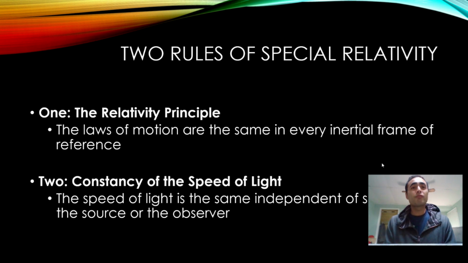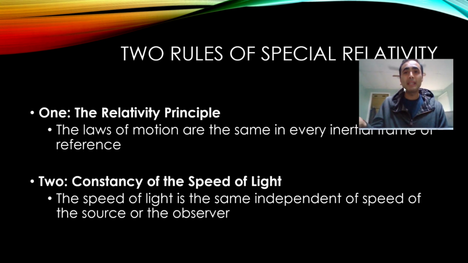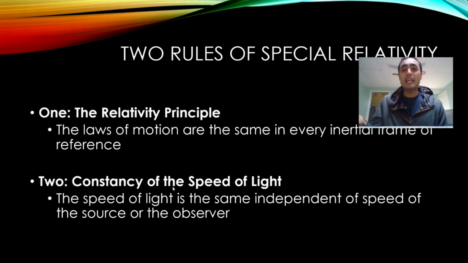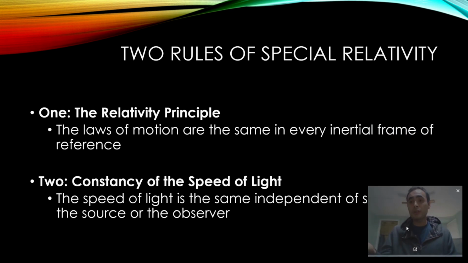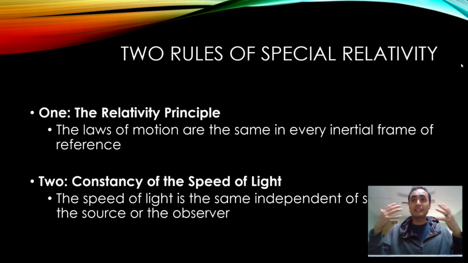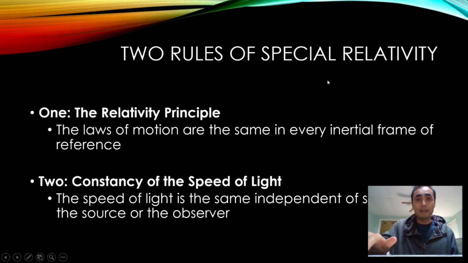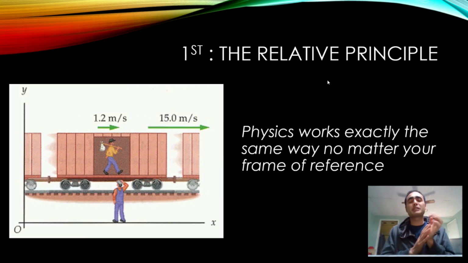Rule number one, the relativity principle: the laws of motion are the same in every inertial frame of reference. I'll talk more about what that means. And number two, the constancy of the speed of light: the speed of light is the same independent of the speed of the source or the observer. That means everyone observes the speed of light going at the same rate as everyone else. And the speed of light is the fastest thing in the universe. Nothing can go faster than the speed of light.